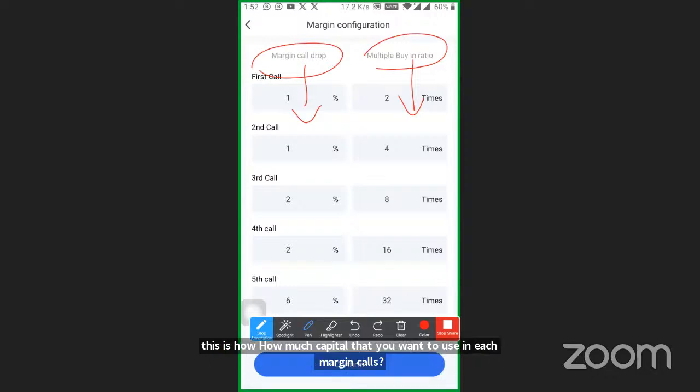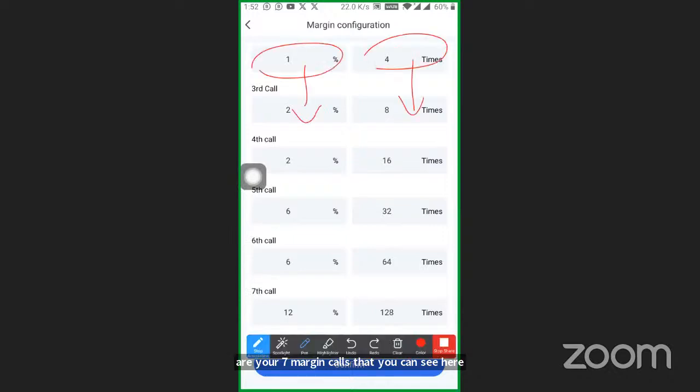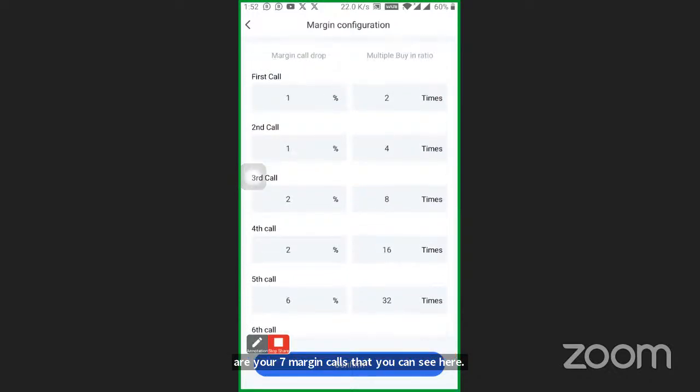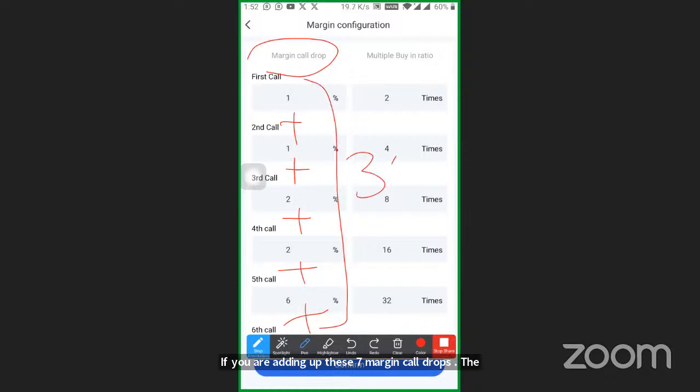So as I told you earlier, we have 7 margin calls. These are your 7 margin calls that you can see here. And how much capital we have is the only thing that will allow us to give a particular strategy. So starting, we have to give a margin call drop, and I will recommend, if you are adding up these 7 margin call drops, the total should not be less than 30%. You can change it according to you.